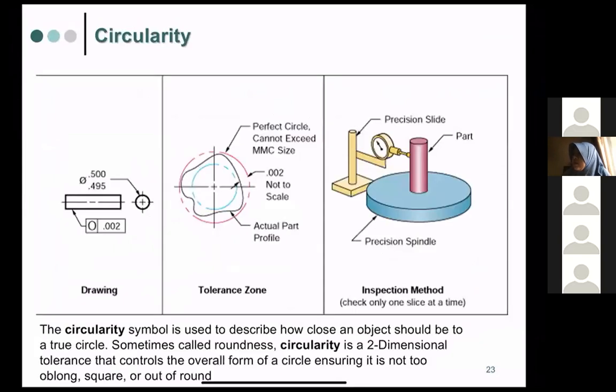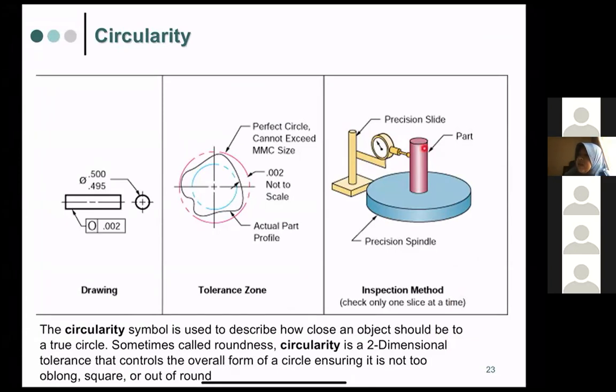Yeah, so it's a two-dimension tolerance that controls the overall form of a circle. Okay, and how do we inspect it? One slice at a time, there is a gauge. We call it a precision slide, and we move it around the part to check if it's a circle or not.